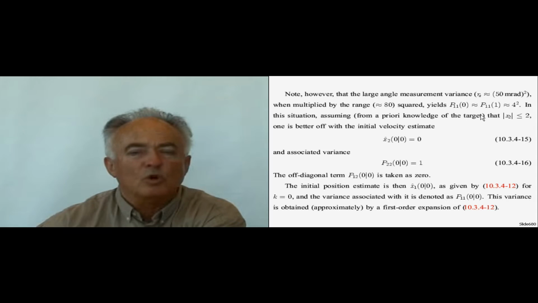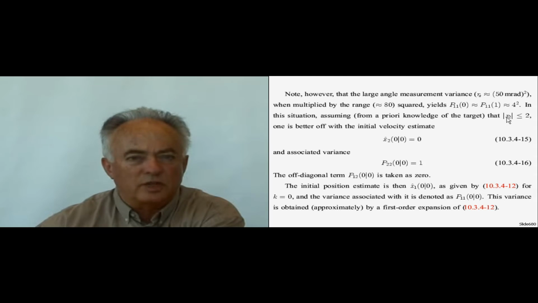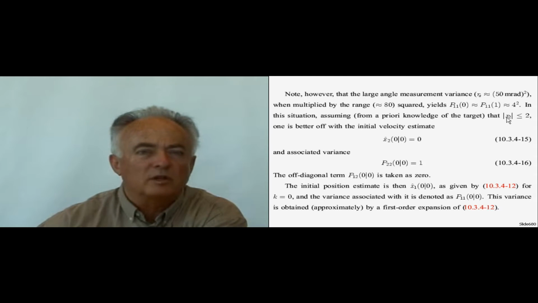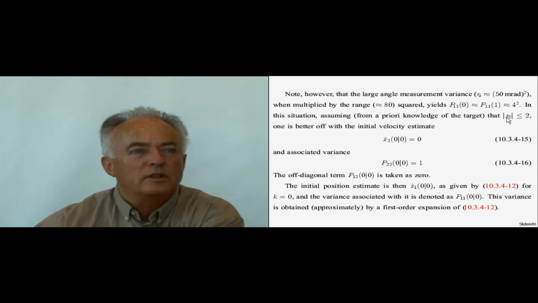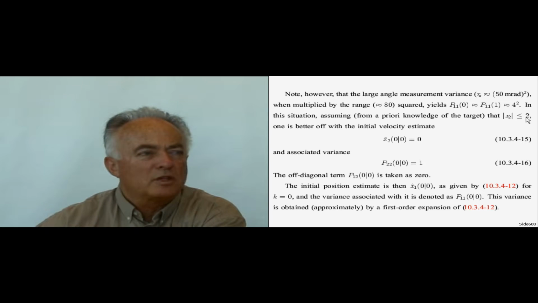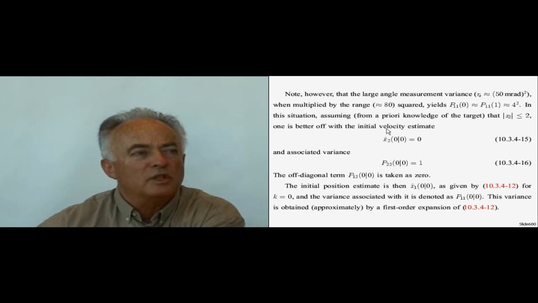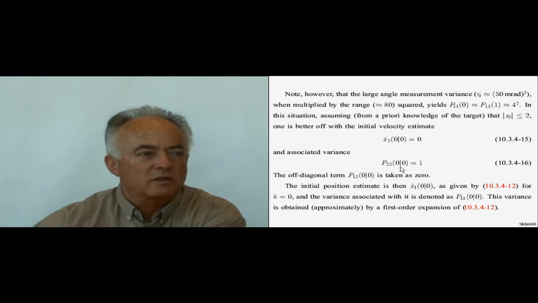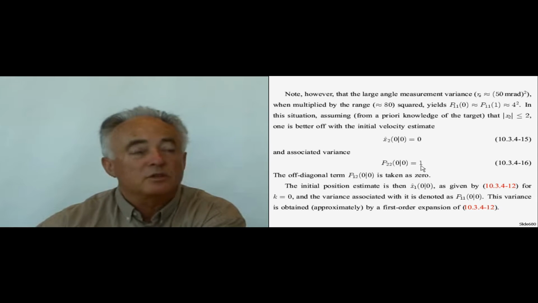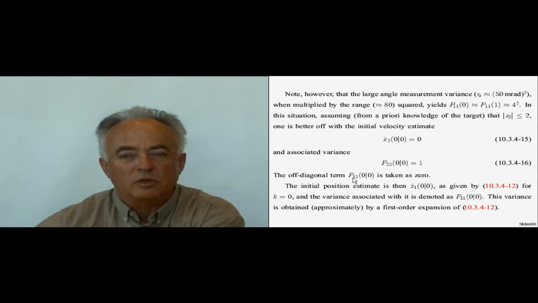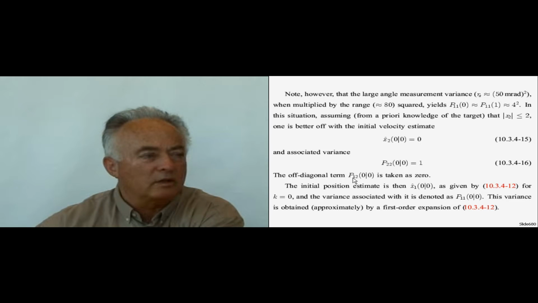Therefore, because the velocity of the target has been given as 1, we cannot use that information, but we know that for this problem there is a maximum, and we assume that the maximum velocity in magnitude is 2. In this case, we'll use an initial velocity estimate of 0 and a standard deviation or variance, that's the same thing, equal to 1. And we take the off-diagonal term, the correlation between the initial velocity estimate and position, as 0.